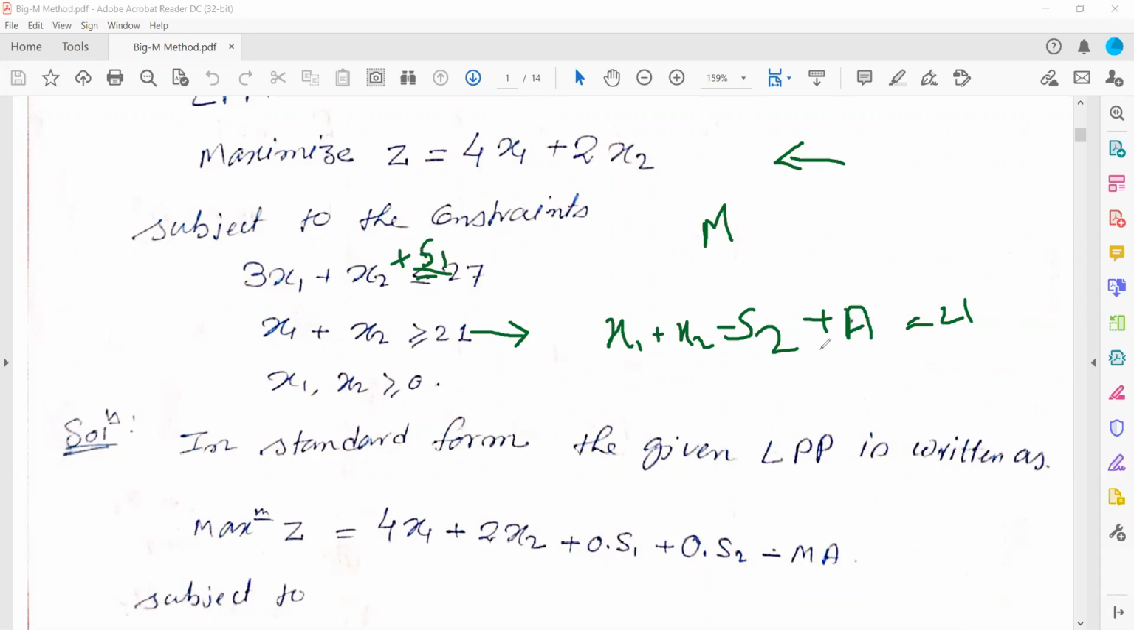This slack and surplus variable are also introduced in the objective function, but their coefficient should be 0. So you can write like this: 0 into S1 plus 0 into S2. But this artificial variable will be introduced in the objective function with a heavy penalty, and that penalty is M into a. M is the penalty to the artificial variable.